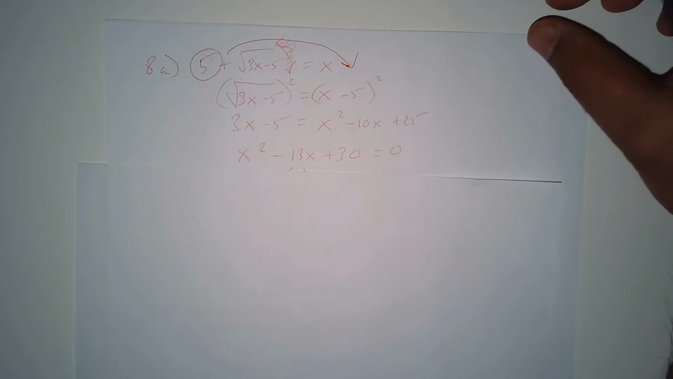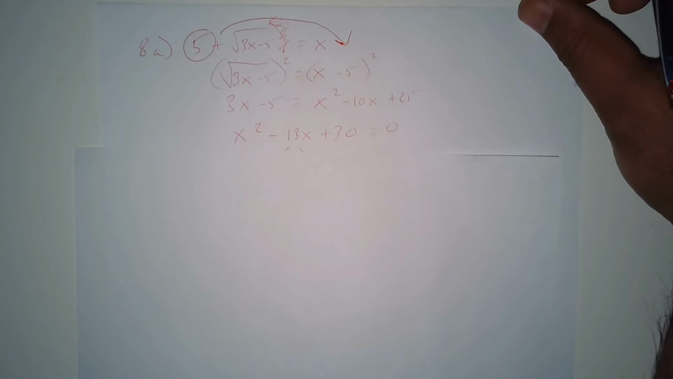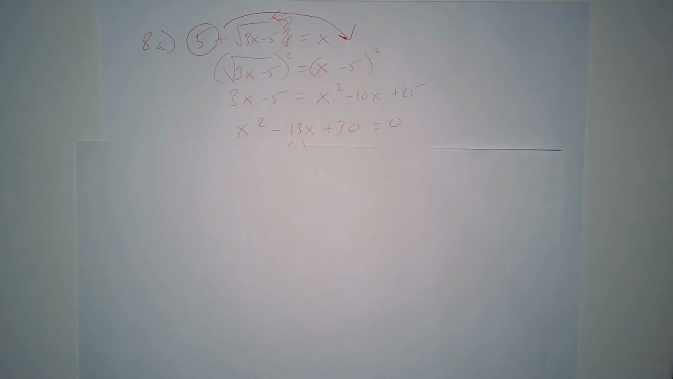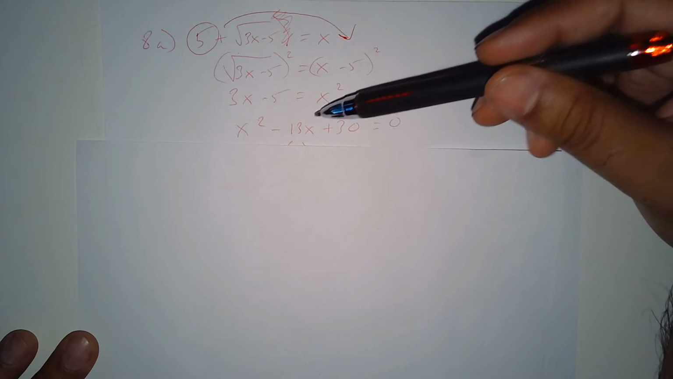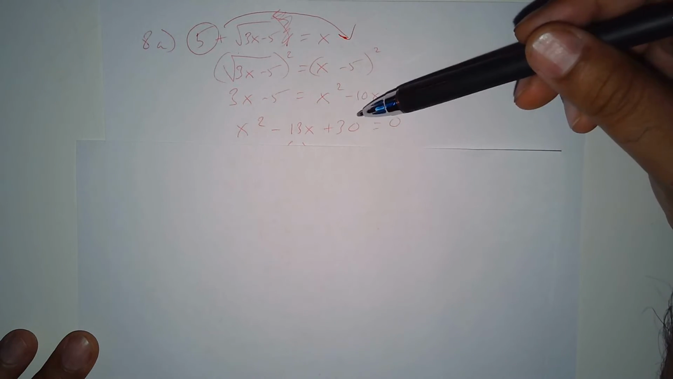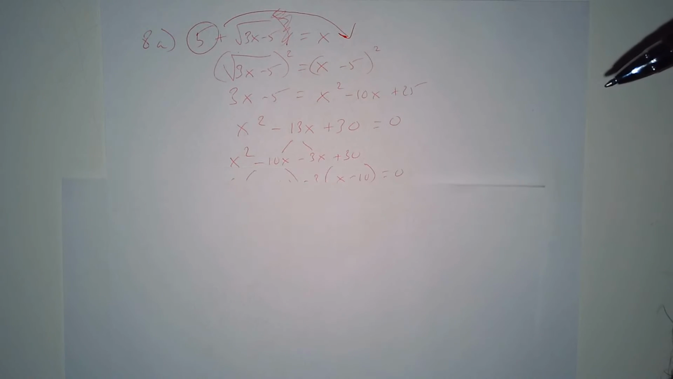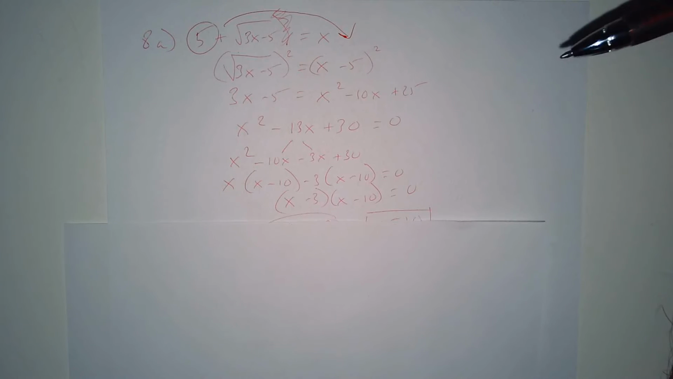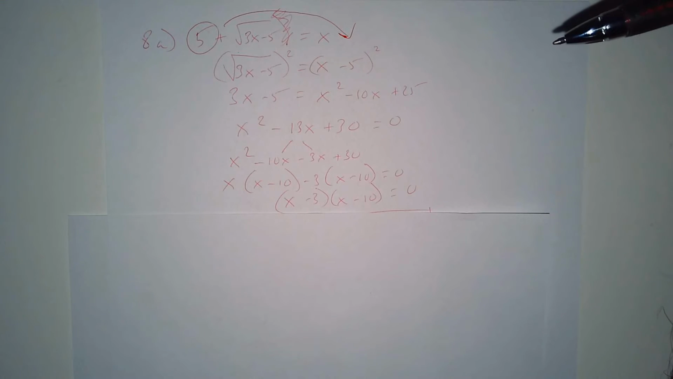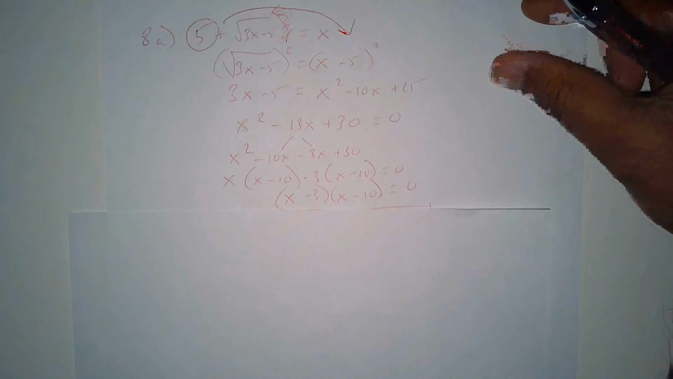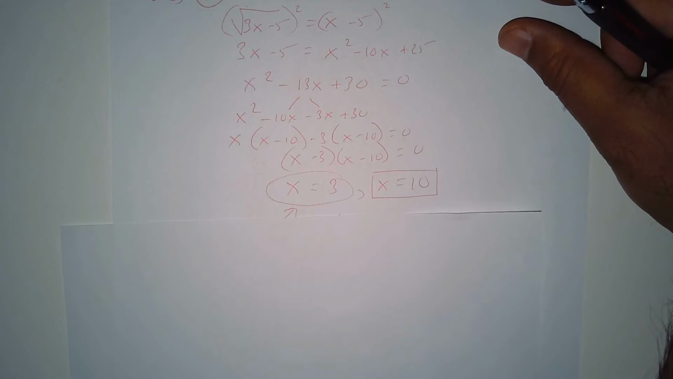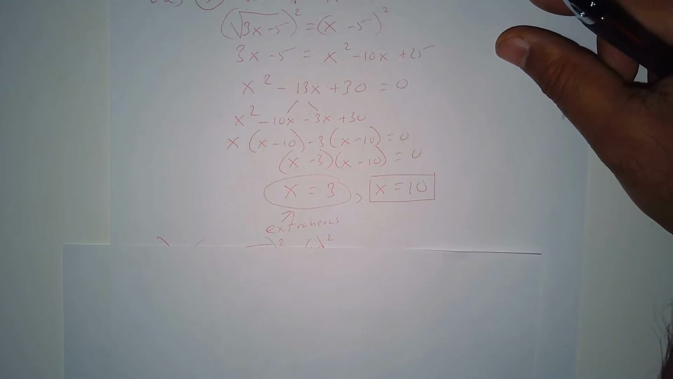And then again, put everything together. Now in this particular one, we're able to factor. So remember, you're looking for two numbers that add up to negative 13 and multiply to 30. So negative 10 and negative 3. And then you can work that out to x minus 3, x minus 10. Again, it gives you two answers, but x equals 3 is extraneous.